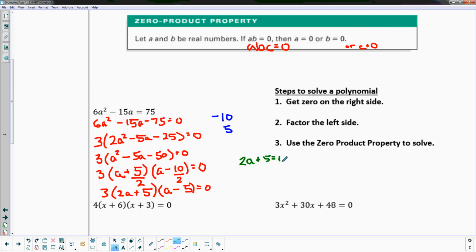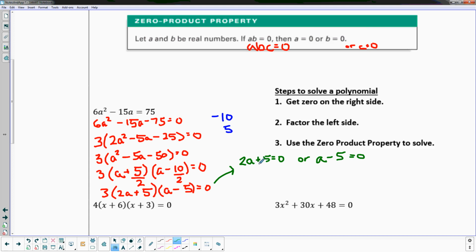So the zero product property really brings us to either 2a plus 5 equals 0 or a minus 5 equals 0. Okay? So now the last thing I have to do is solve these 2 equations for a to figure out what a can be.